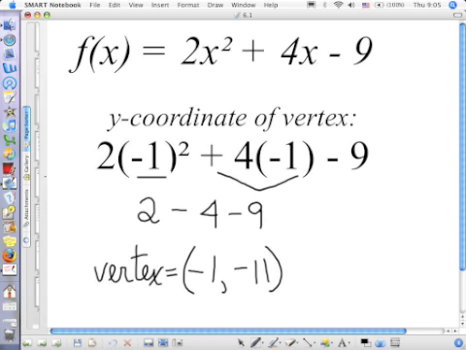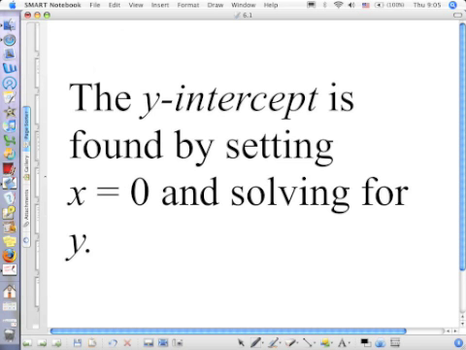Right? Okay, now what we got to figure out is how fat is this thing? Is it a parabola that opens up really big? Or is it skinny? All right, so how are we going to figure that out? We're going to find the y-intercept.